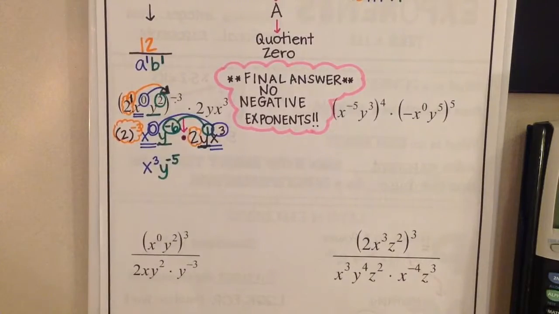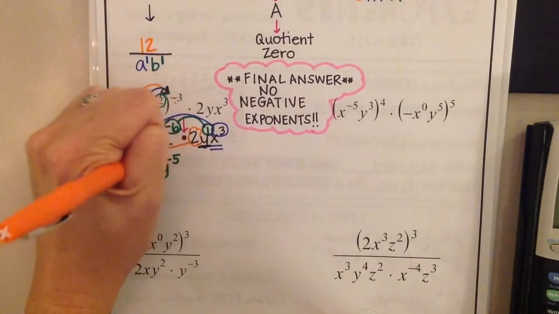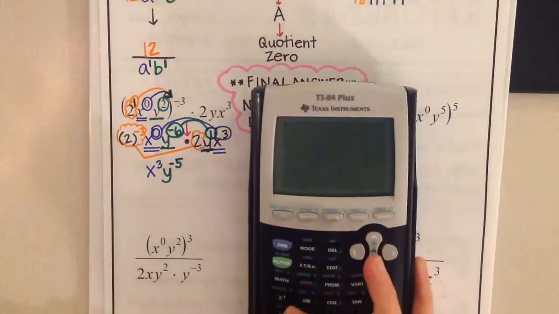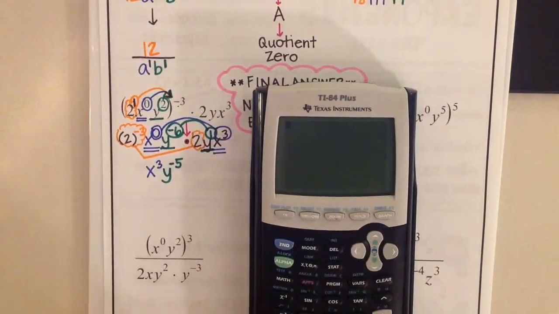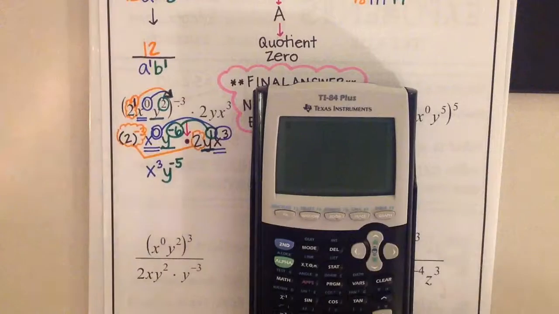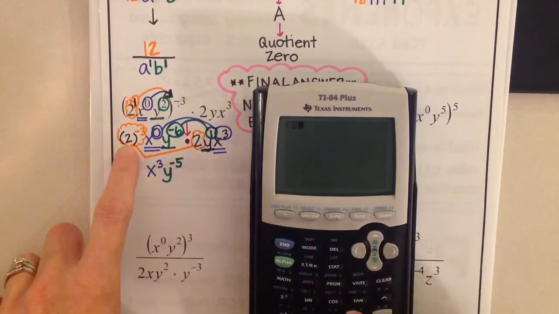All right, now we're going to take care of our number bases. Now remember, if you have a number base and a number exponent, you can actually use your calculator to help you out and get your answer. So here's what we're going to do. We are going to type this in, because again, I'm going to pretend like my x's and y's are not there and that I just have a regular old multiplication problem. So I'm going to type in 2 in parentheses.